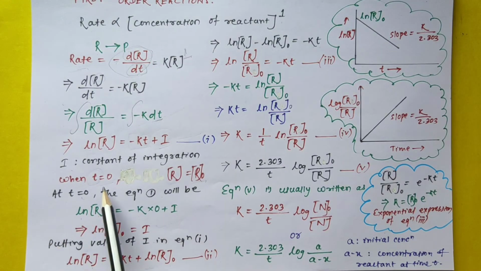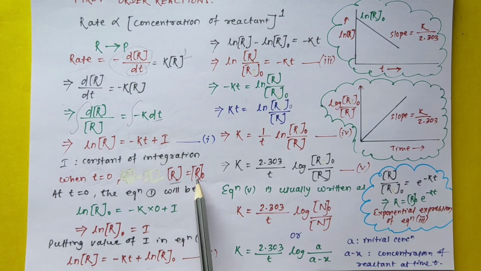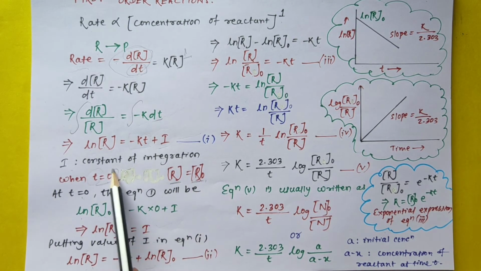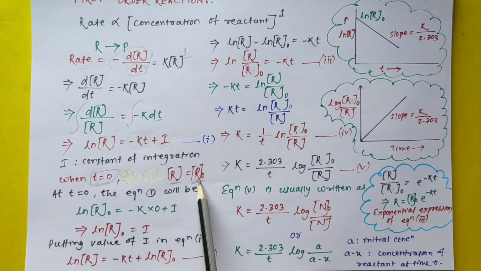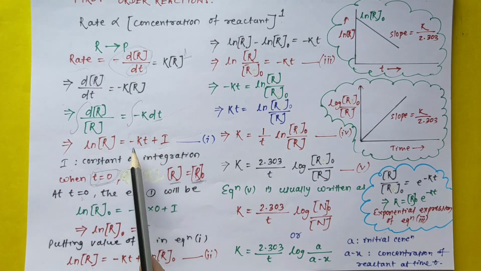So you see at time t is equal to 0, concentration of reactant is equal to [R]0. Why? Time t is equal to 0 means before the starting of the reaction. So concentration of reactant is maximum, that is [R]0, the initial concentration of reactant. So at time t is equal to 0, equation 1 will be, so this is equation 1.